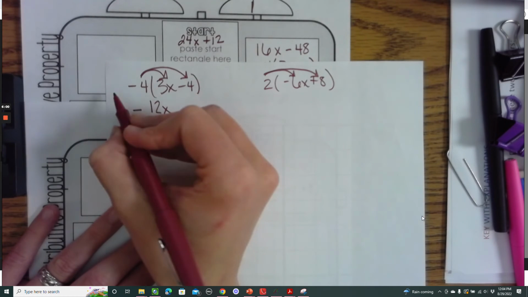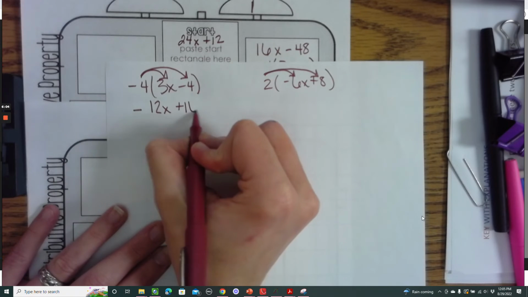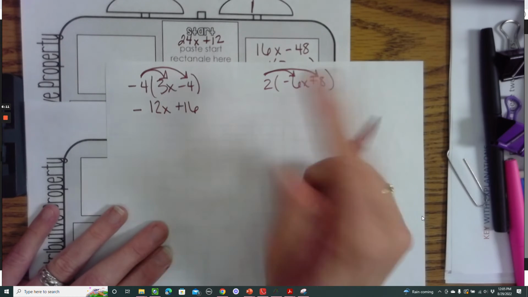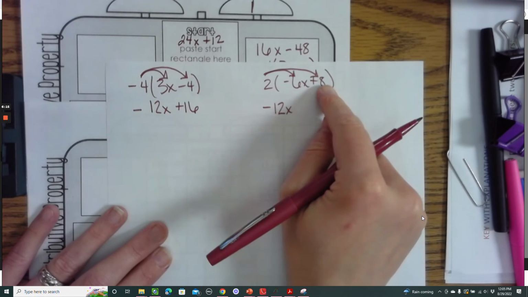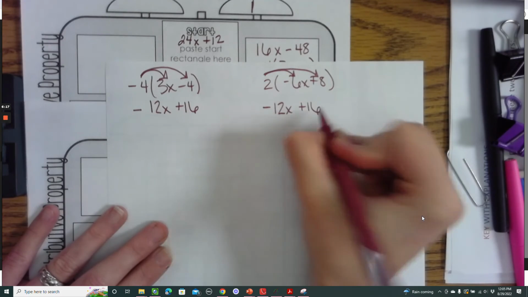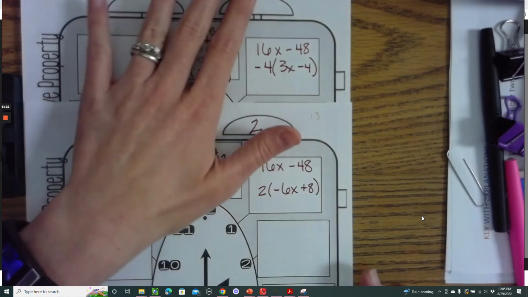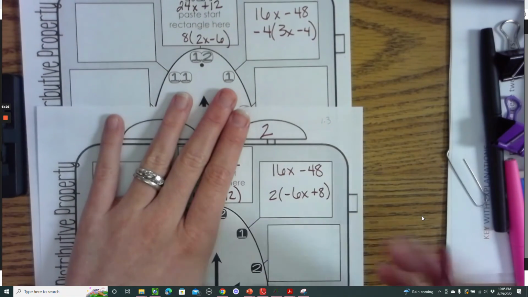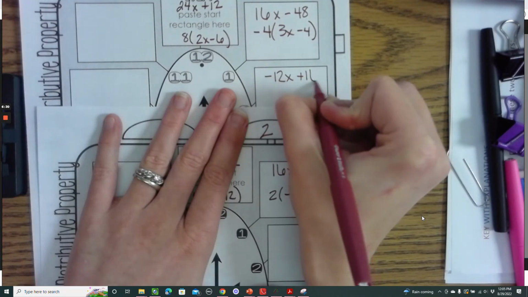What am I going to multiply negative 4 by next? Negative 4. So negative 4 times negative 4? Positive 16. All right, 2 times negative 6? Negative 12. Watch your signs. 2 times 8? Positive 16. So that's what we're going to write down in the next boxes. So, clock 1, you're going to write negative 12x plus 16.